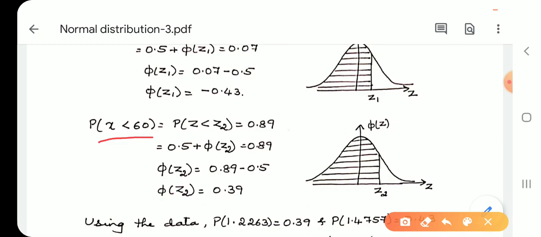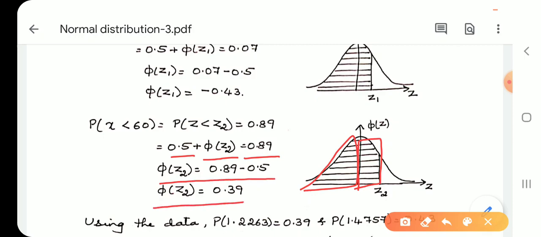When x is less than 60, we have taken it as z less than z2. It is given to be 0.89. z2 again I will mark. Again it is less than z2, meaning it contains all the points up to z2. That means 0.5 plus the remaining portion, that is 0.5 plus phi of z2 is equal to 0.89. If we calculate phi of z2, we get phi of z2 is equal to 0.39.